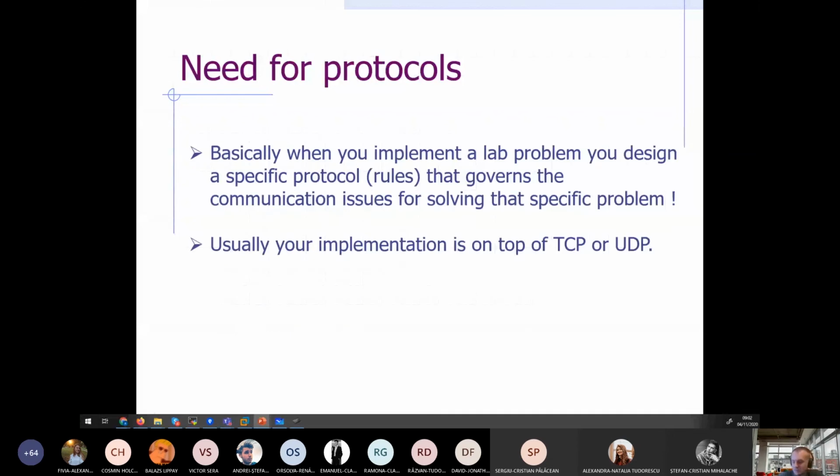We saw this part, and the conclusion that we already discussed is that basically every time you implement your lab problem, you actually design a protocol formed out of specific rules that will govern the communication. And then usually your protocol implementation is designed on top of TCP or UDP, because these are the two protocols from TCP/IP that you can actually use programmatically. Okay, this was about protocols. So probably next time, if the problem is a little bit complex, take 10 minutes to actually design your protocol before going directly to the implementation, so that you don't miss things that are required by the problem's textual representation, and fail to solve the problem completely.